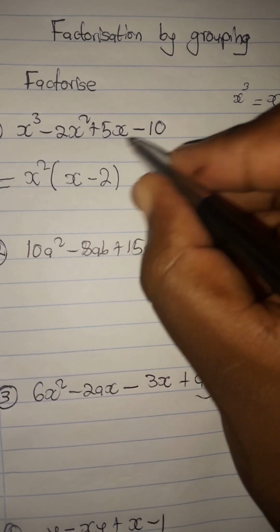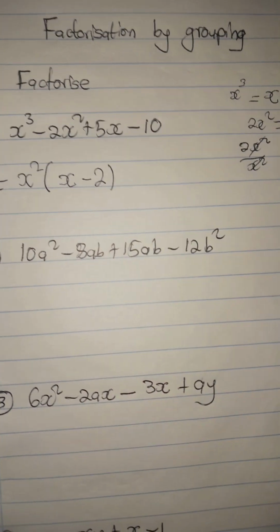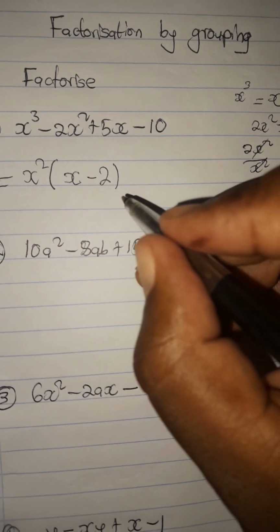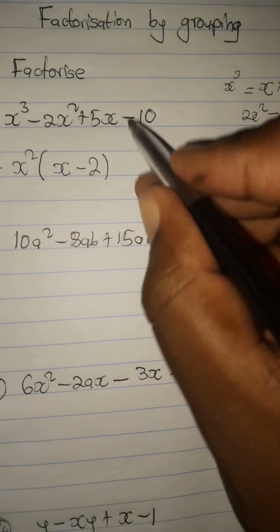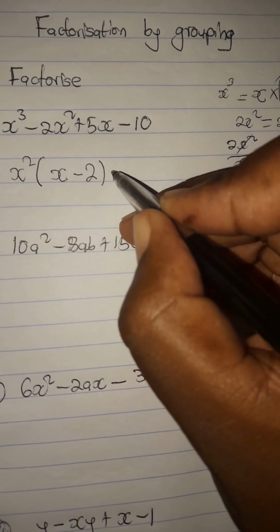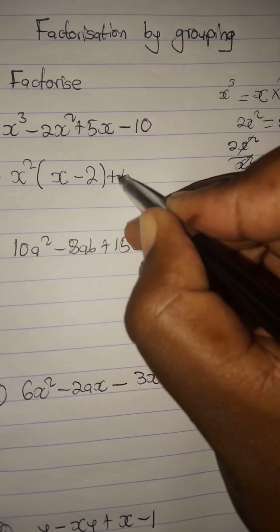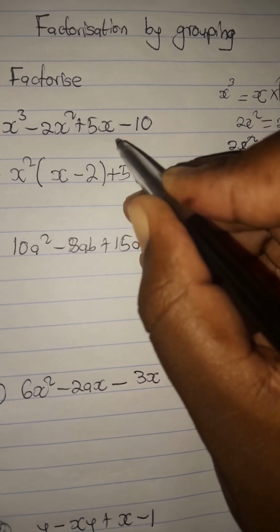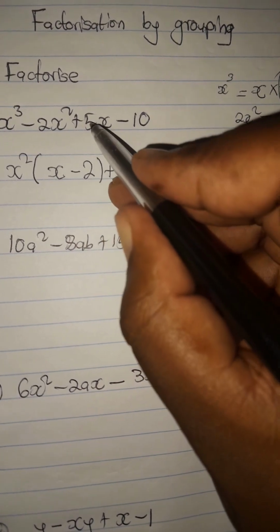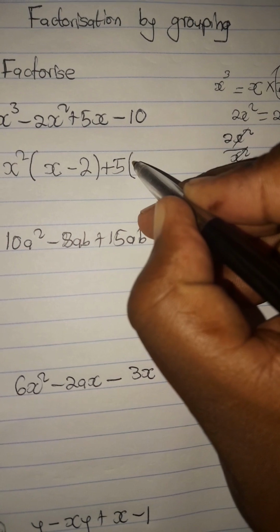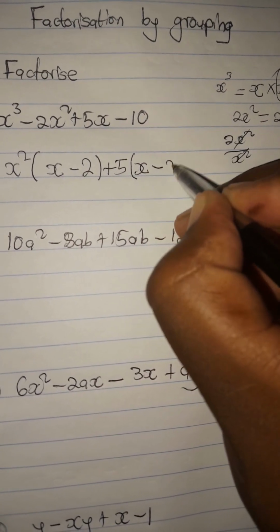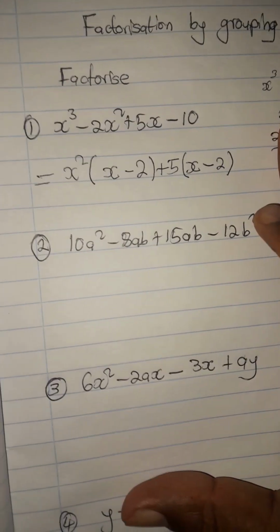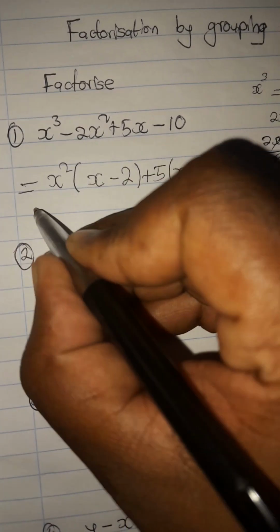Then we go here. We ask ourselves, do we have a highest common factor? Yes, it's 5, because 5 is divisible into this expression. So let's factor out 5 to get x. Remember that 5x divided by 5 will give you x, and negative 10 divided by 5 will give you minus 2. All right, okay.